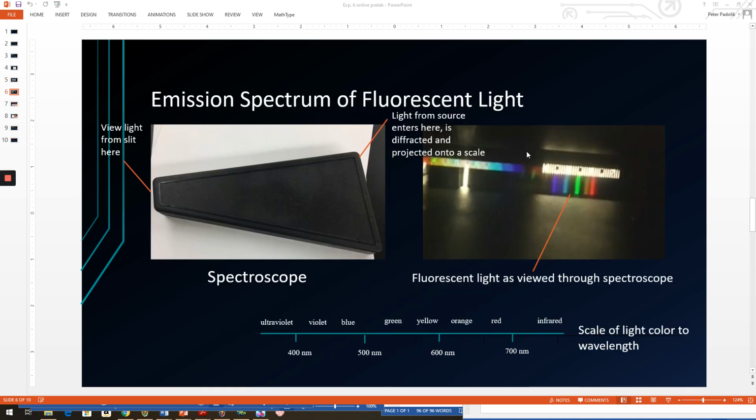We can also view the color of light emitted by the fluorescent light by using a simple handheld spectroscope. Like the spectrometer, the spectroscope also contains a diffraction grating that separates the light according to its wavelength. When we look through the spectroscope, we see the lines of the different colors corresponding to the peaks of the emission spectrum.